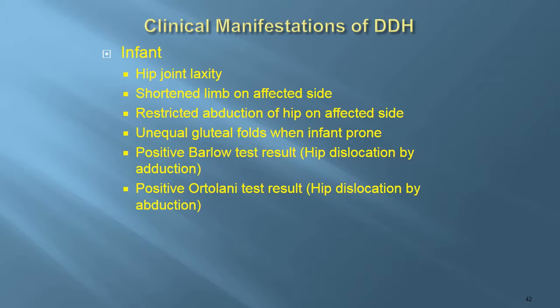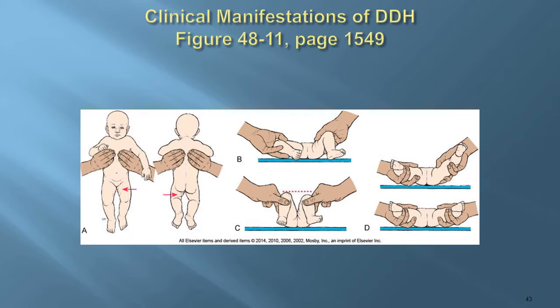Clinical manifestations of DDH. In the infant, there's hip joint laxity, there's a shortened limb on the affected side, restricted abduction of the hip on the affected side, and also unequal gluteal folds when the infant is prone. You would see a positive Barlow test result, which is hip dislocation by adduction, and then positive Ortolani test result, which is hip dislocation by abduction. Here you see the signs of developmental dysplasia of the hip. You can refer to page 1549 for more information.